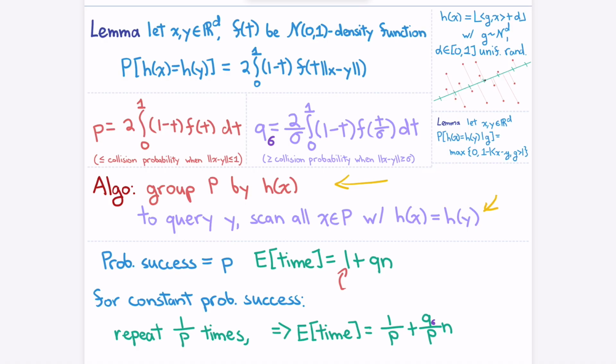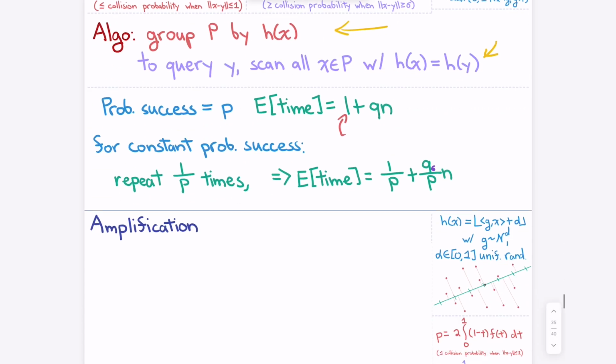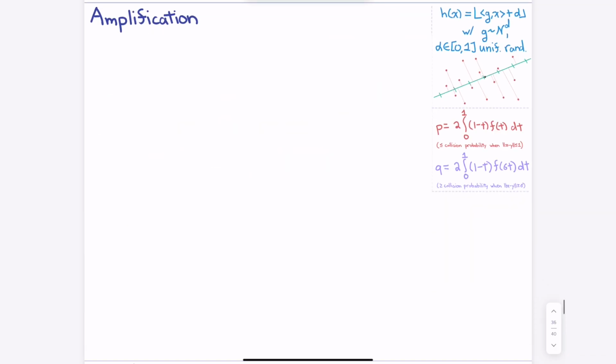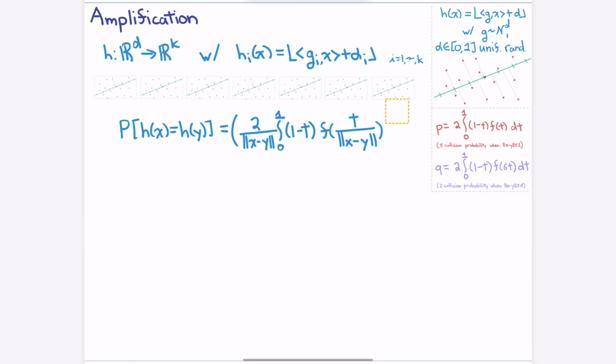I want to make it really small because I'm paying some constant times n right now. So how can I get that term really small? You add more green lines. We're going to amplify. So we'll have a bunch of these lines and a bunch of these hashes. If I do k of these, then when I start recalculating p and q, you start getting something like this. I forgot the dt. It's just multiplying things by a factor of k.